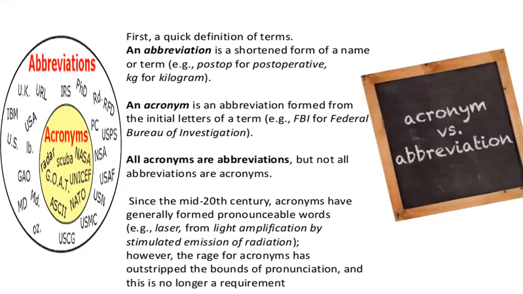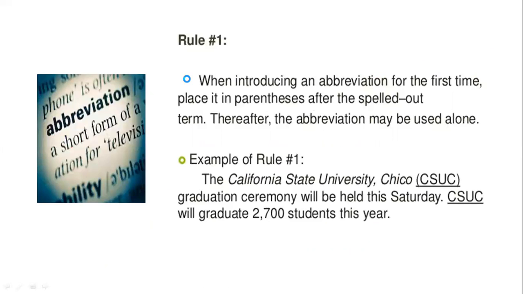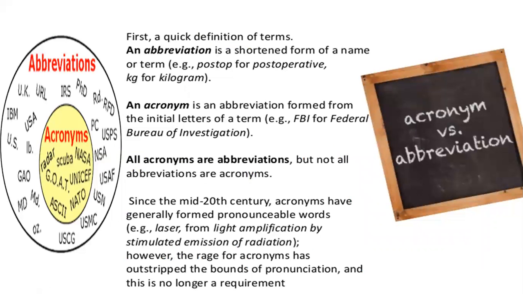Next, we can see it is a shortened form of a name or term. So abbreviation, we can say in another way, is a shortened form of a name or term. Example: post-op for post-operative, kg for kilogram.